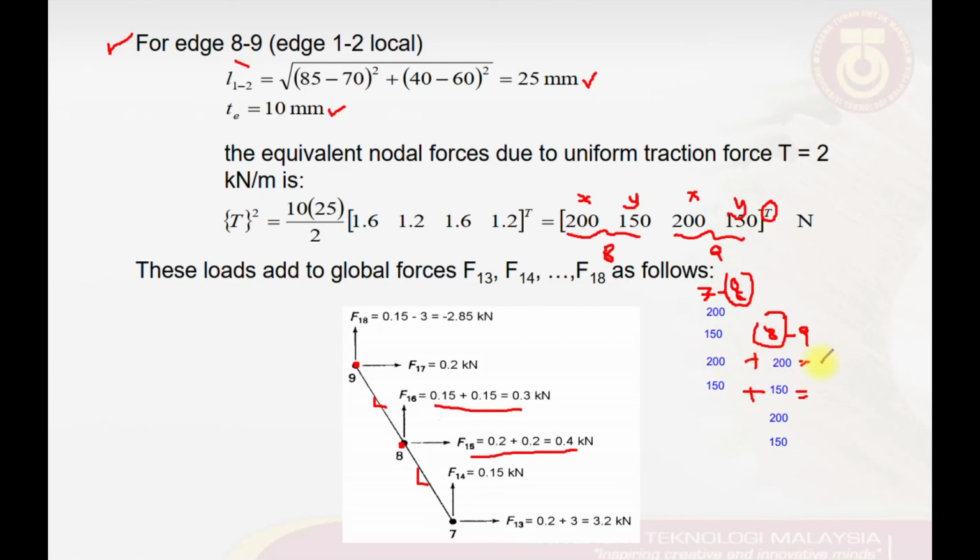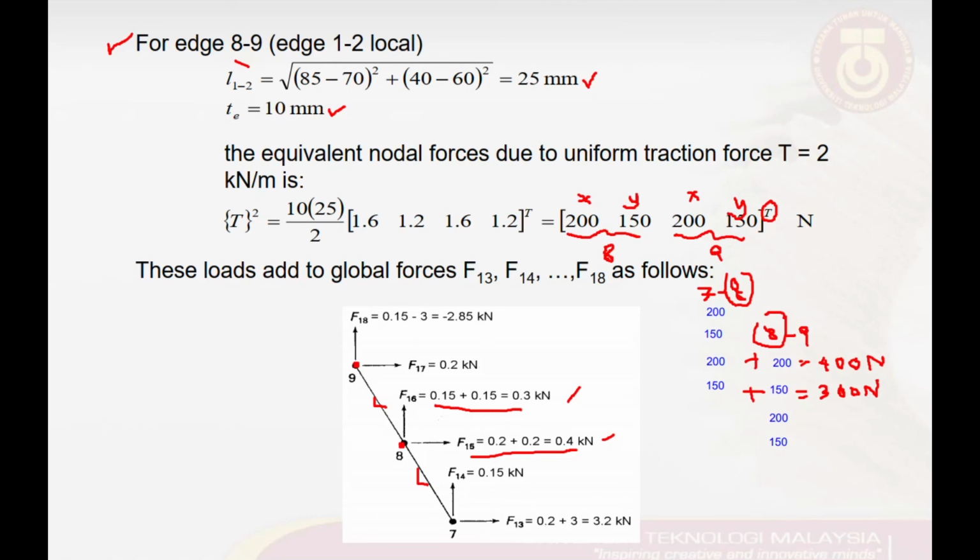So we have 400 Newton, or equivalent to 0.4 kilonewton, and we have 300 newtons in the y direction, which is equivalent to 0.3 kilonewtons, as in this figure. So this is how we deal with the uniform traction force, and how we can transform it from this form of a pressure or distributed force into the equivalent nodal force at each nodal point.